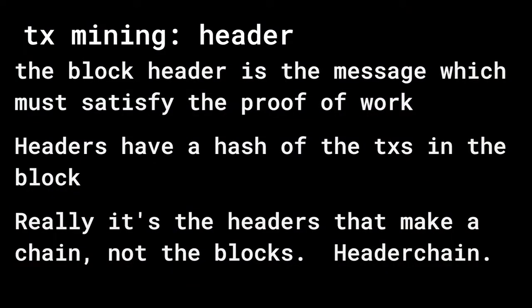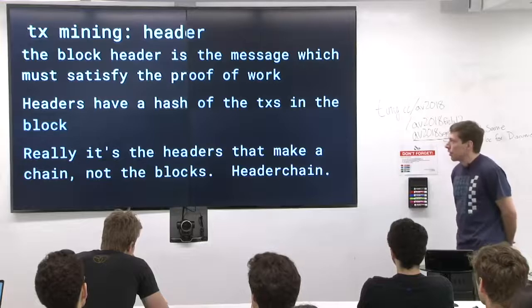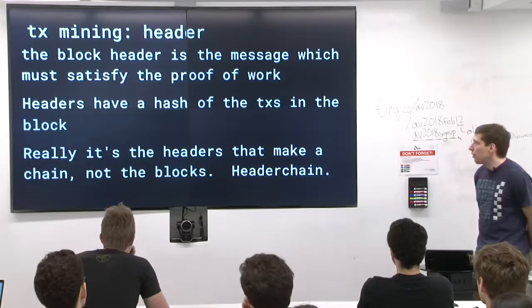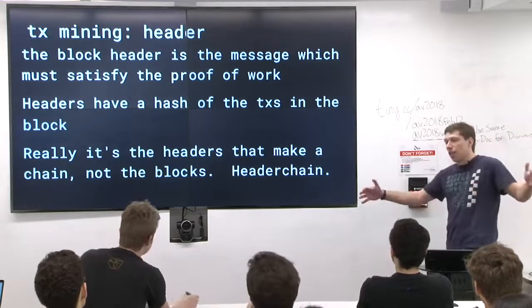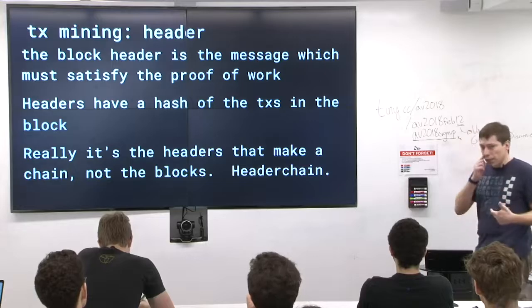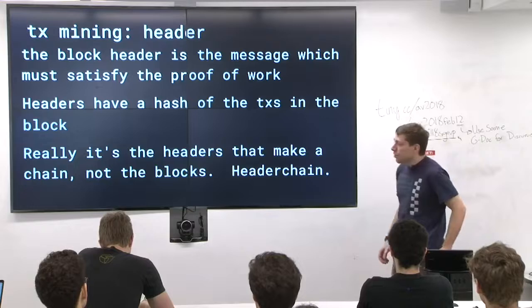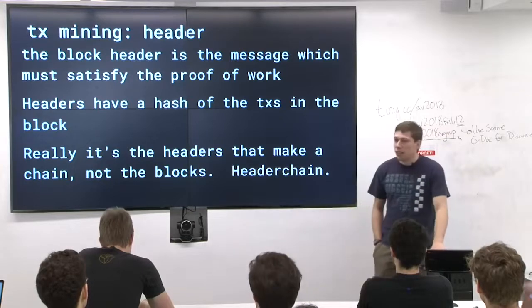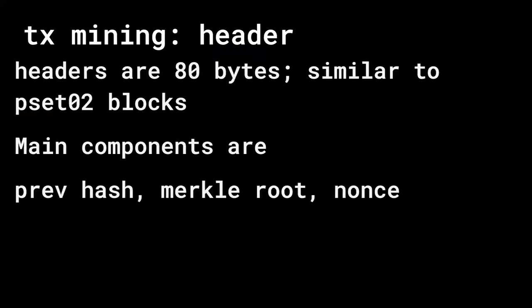So similar to the problem set, it's the block header that you need to hash to get a low output value, not the block itself, which is kind of interesting. And the headers have a hash of all the transactions in the block. So you don't just put all the transactions into one big, megabyte data structure, hash the whole thing, and then try to get a low output. You actually do some intermediate steps first. And what's interesting is it's actually just the headers that make a chain, not the blocks themselves. So instead of blockchain, you could call it a header chain. Okay, so I'll talk about headers.